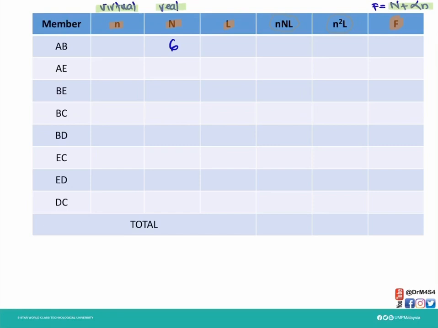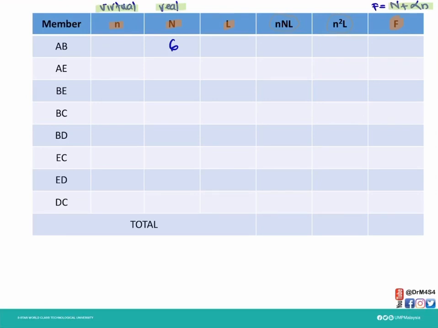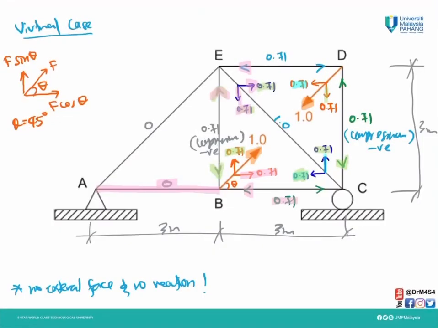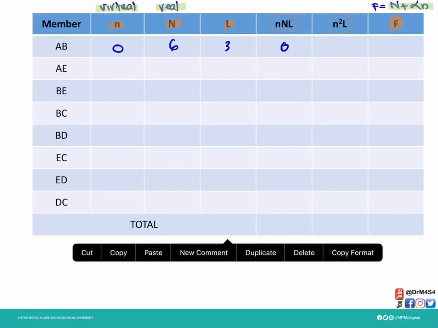Then let's have a look for virtual case. Small n for AB. This is member AB. The value is 0. Therefore, in here, small n is 0. And length for AB is 3 meter. And you can find what is value small n times capital N times L. So we have 0 here. Also 0 for n squared times L.